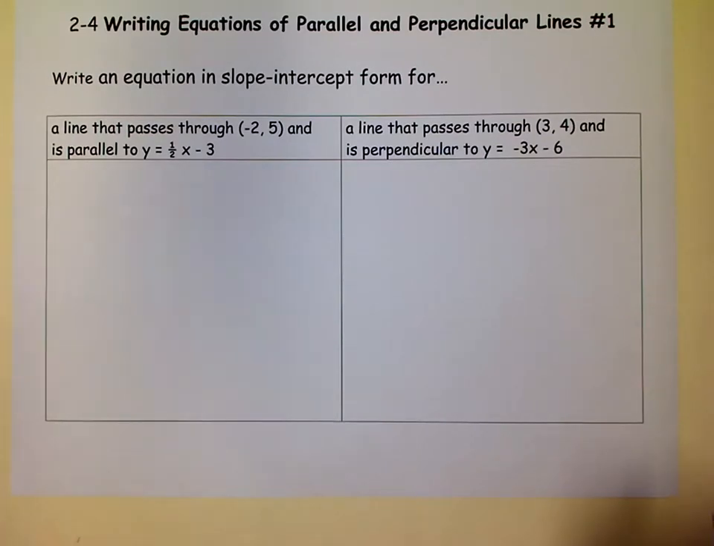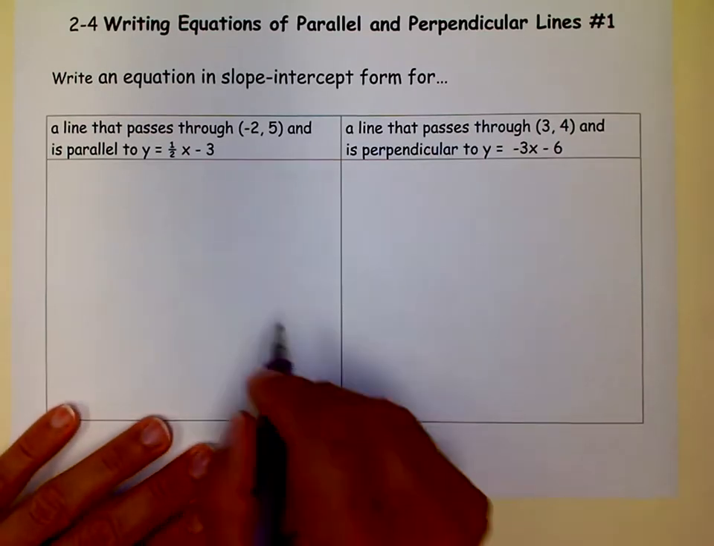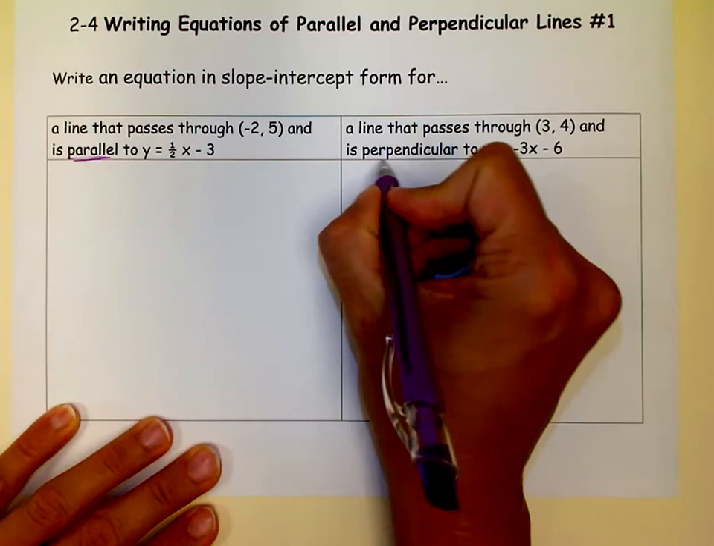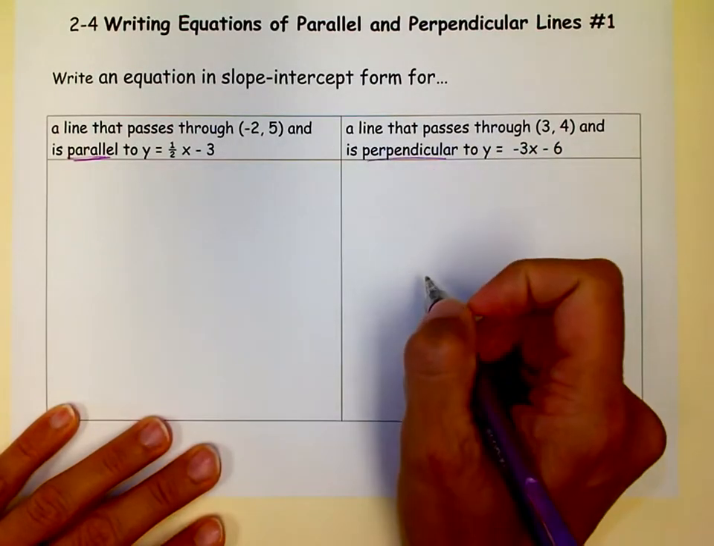So let me remind you that when lines are parallel, their slopes will be the same. When lines are perpendicular, their slopes will be negative reciprocals. That's really important to remember. The problem that you're given will always tell you whether they're parallel or perpendicular.